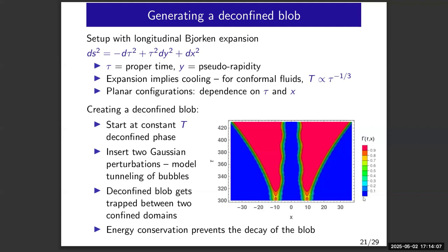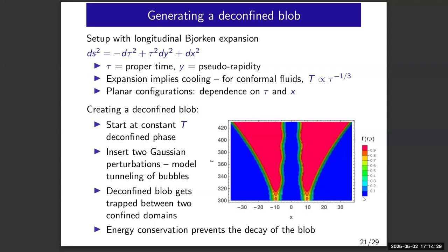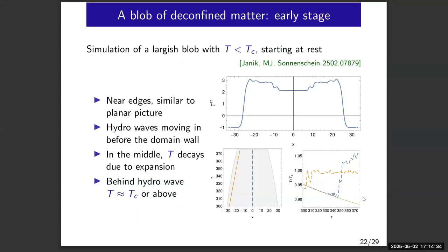expand rapidly because the system cools and this deconfined plasma is actually unstable. But this blob cannot decay because of energy conservation. So there's nothing it could decay into. And you can then study this blob here in the middle more precisely. What we did was run separate simulations where we took a larger blob and started from rest, the system cooled down, and we see what happens.